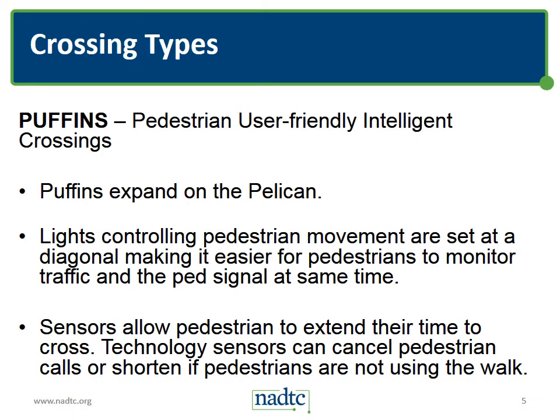Puffins, or pedestrian user-friendly intelligent crossings, are the next type of crossing. Puffins expand on the Pelican. Lights controlling pedestrian movement are set at a diagonal, making it easier for pedestrians to monitor both traffic and pedestrian signals at the same time. Sensors may allow extension of time, or they may shorten the time for pedestrian crossing if no pedestrians are detected in the crosswalk, making it more efficient for both pedestrians and motorists.